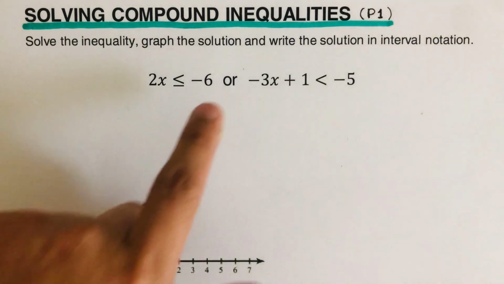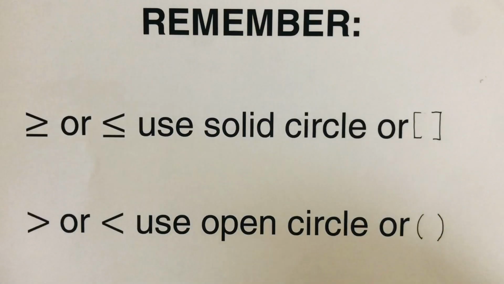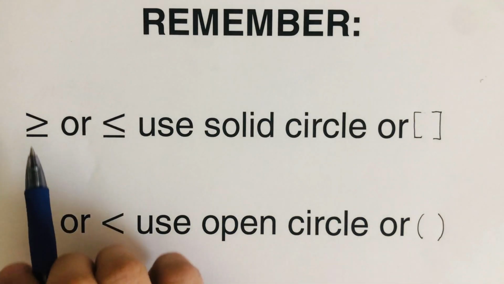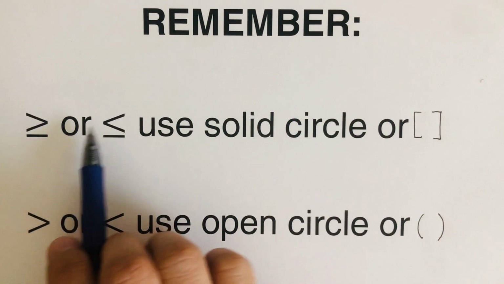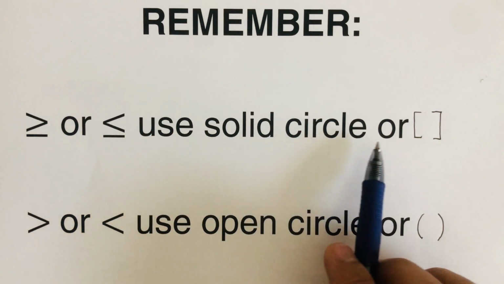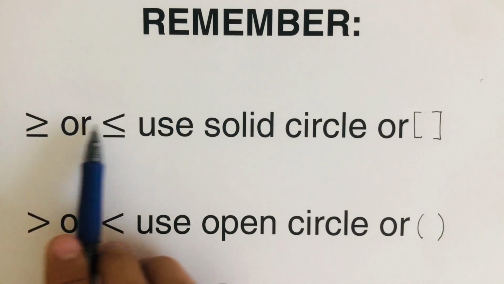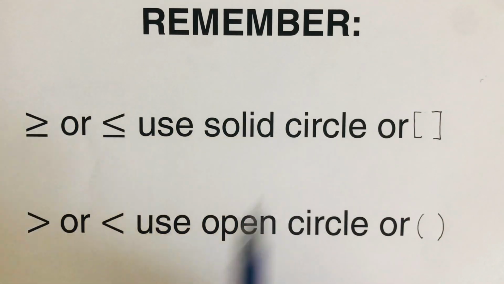Before we jump into this example that we have here, let's have a review on inequality first. We remember that if we have a greater than or equal to or less than or equal to inequality symbol, we use the solid circle or the bracket. Greater than or less than, we use the open circle or the parentheses. So pretty much if we have a bar underneath the inequality, we are going to use the solid circle. And if we don't have a bar underneath the inequality, we are going to use the open circle.